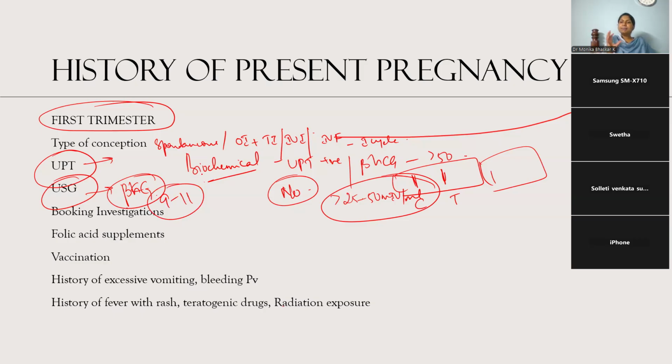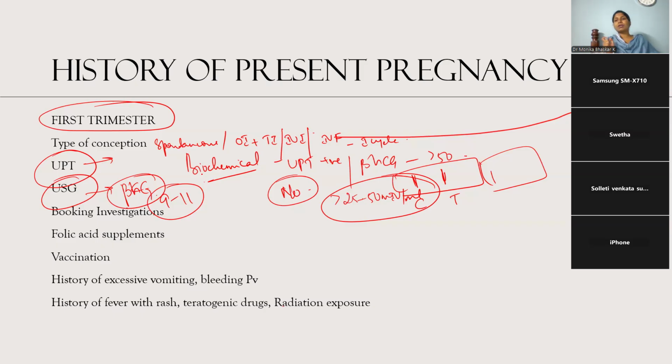So what is the importance of first trimester ultrasound? So you have to always do a first trimester ultrasound. As I told you, it confirms the pregnancy. So when do you want to do a first trimester ultrasound? Whenever the beta HCG value is more than 1500, you can visualize the gestational sac on the transvaginal sonography. So this is called the discriminatory zone of beta HCG.